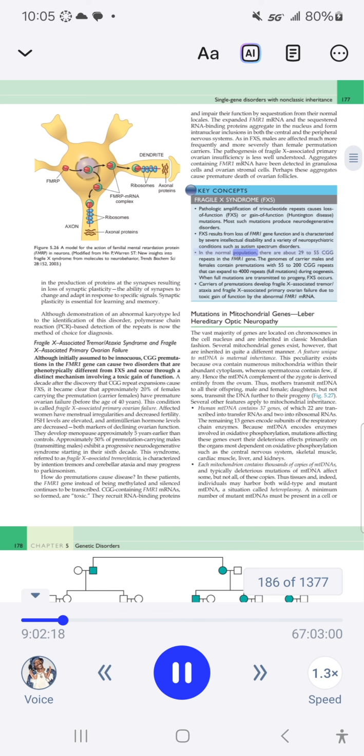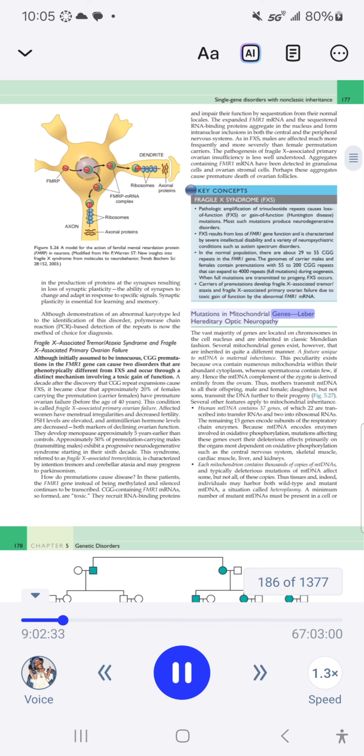In the normal population, there are about 29 to 55 CGG repeats in the FMR1 gene. The genomes of carrier males and females contain premutations with 55 to 200 CGG repeats that can expand to 4,000 repeats, full mutations, during oogenesis. When full mutations are transmitted to progeny, FXS occurs. Carriers of premutations develop Fragile X-associated tremor ataxia and Fragile X-associated primary ovarian failure due to toxic gain of function by the abnormal FMR1 mRNA.